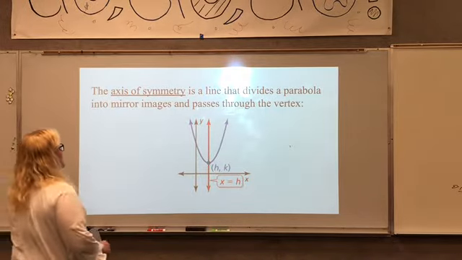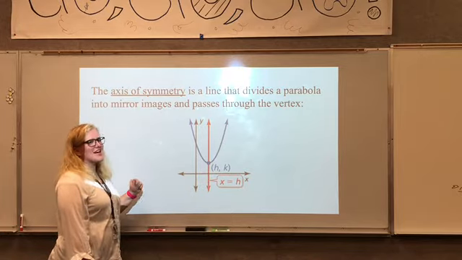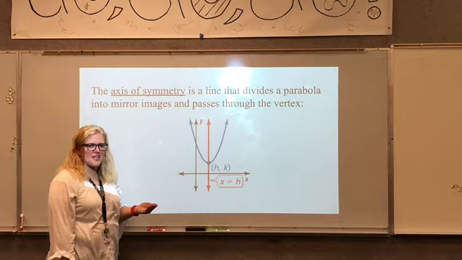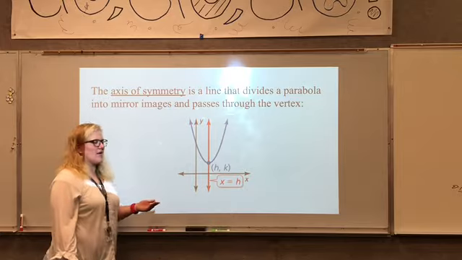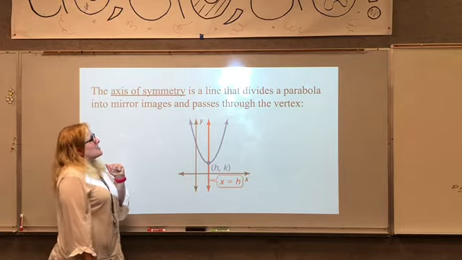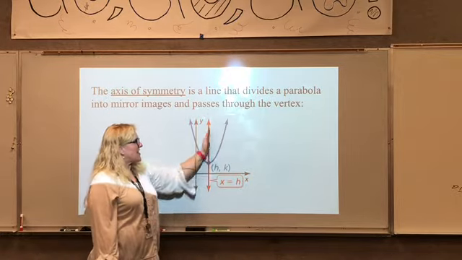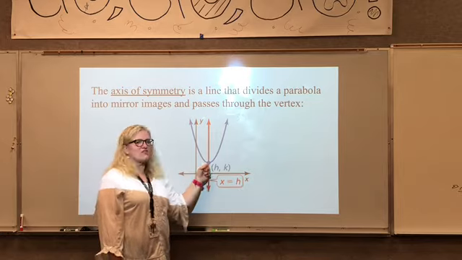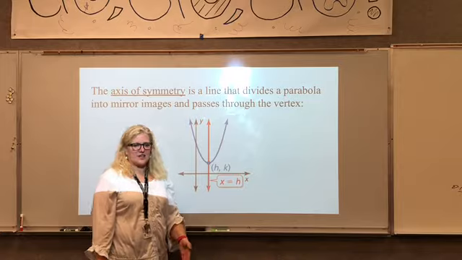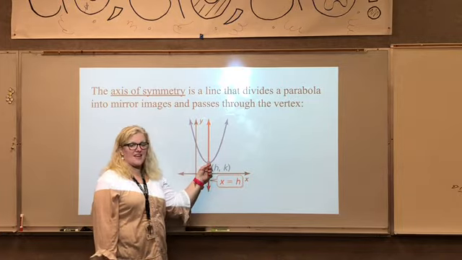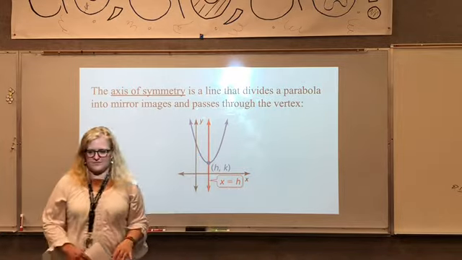Okay, so the axis of symmetry is a line that divides a parabola. I've mispronounced that word so many times. I call it a parabola just to be dumb, and now I have a hard time calling it the real thing. Anyway, okay. The axis of symmetry is a line that divides a parabola into mirror images, okay, cuts it right in half, and passes through the vertex, okay? So it's just the line that cuts it right in half. And the vertex is obviously on that line because it's symmetrical. And there's the vertex, (h, k), right there.